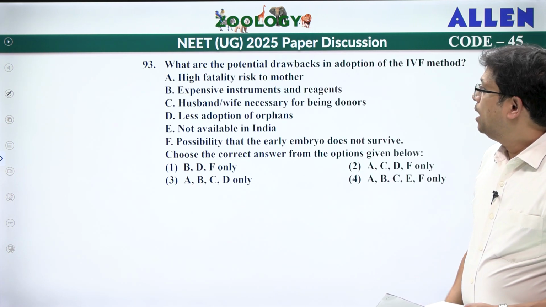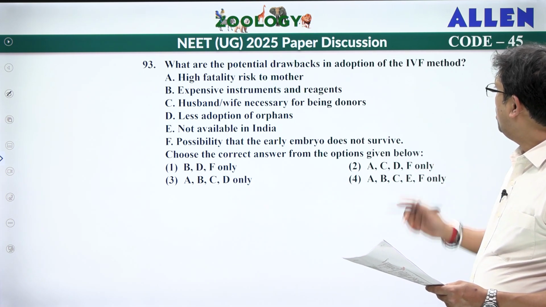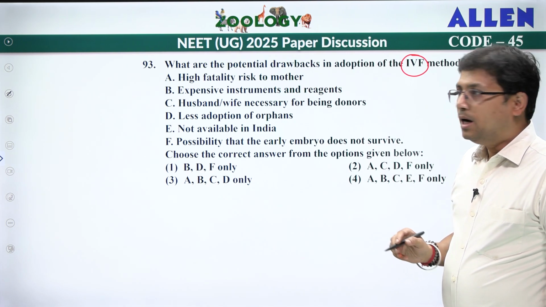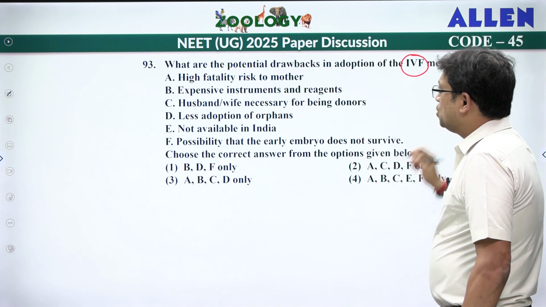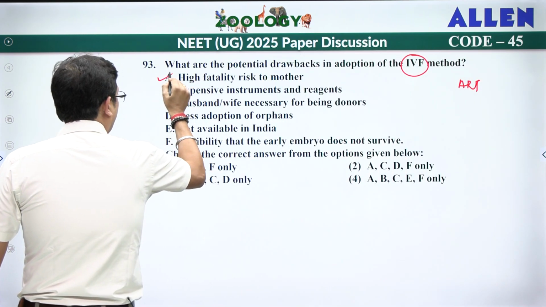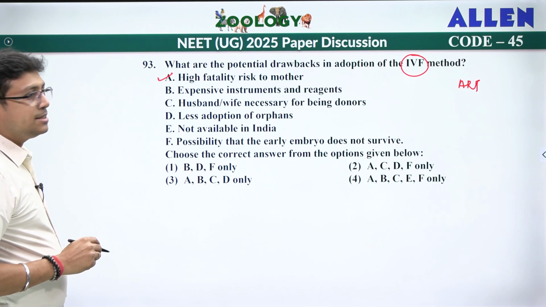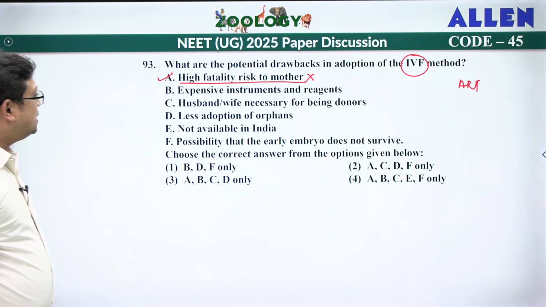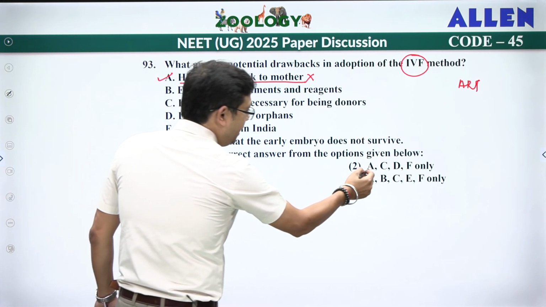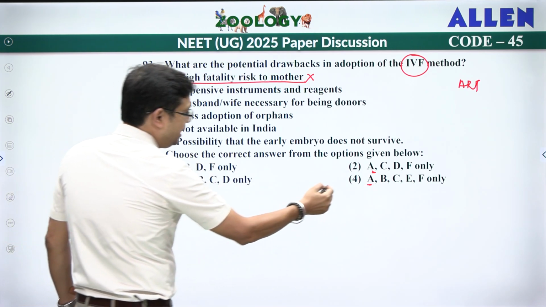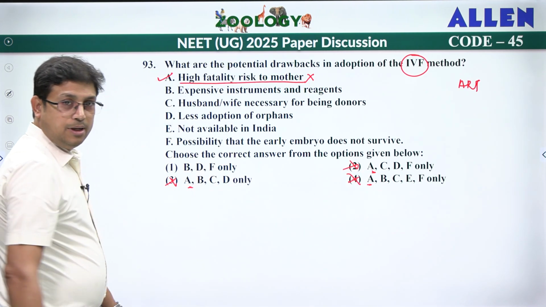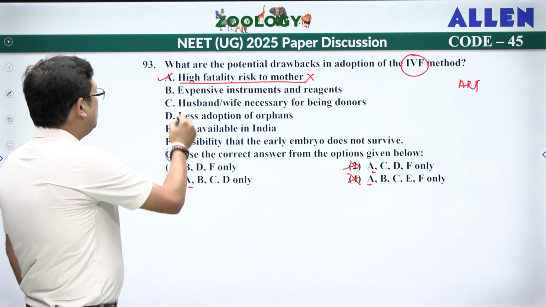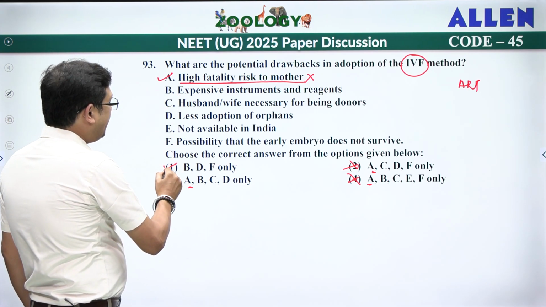Next, what are the potential drawbacks in adoption of the IVF method? IVF method is an advanced method of ART. If you see statement A, high fatality risk to mother, definitely not. Now in the options, just search where A is there. A is there, so definitely it is not the answer. IVF method never poses any threat to the survivability of the mother. So the answer will be B, D, F.